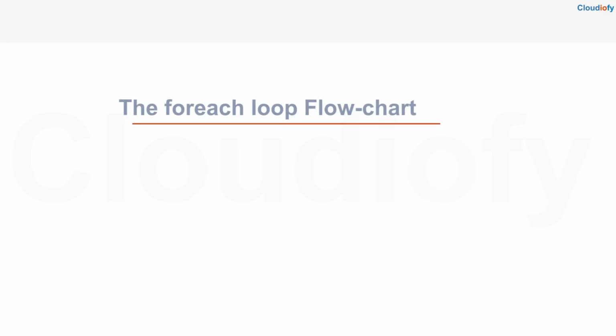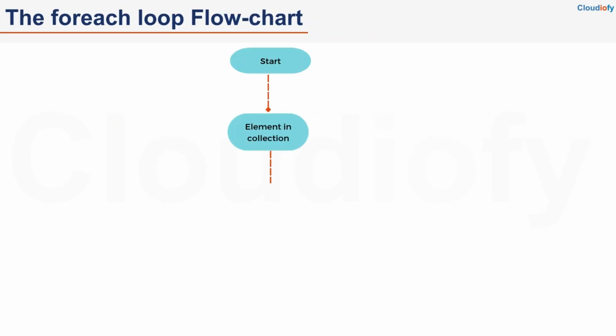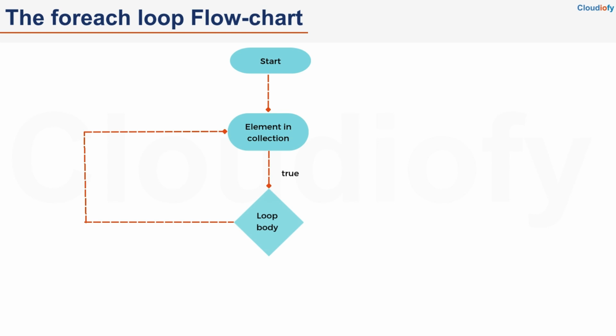Here's a simple flowchart that explains how it works. We start with the first element of the collection. We run the loop body using that element. Then we move to the next element and repeat. This continues until all elements have been used.